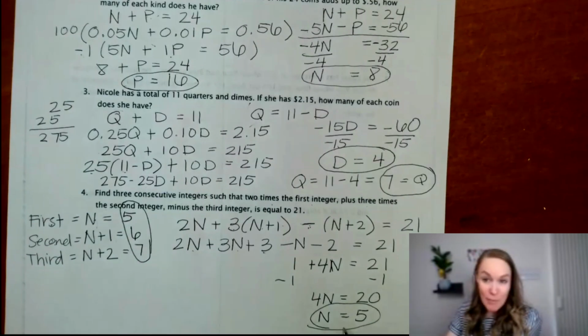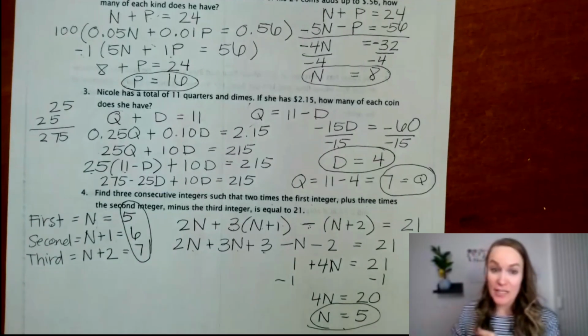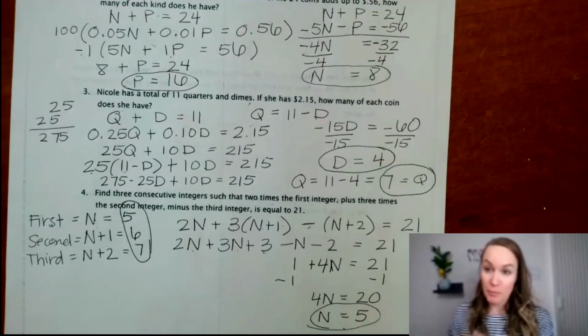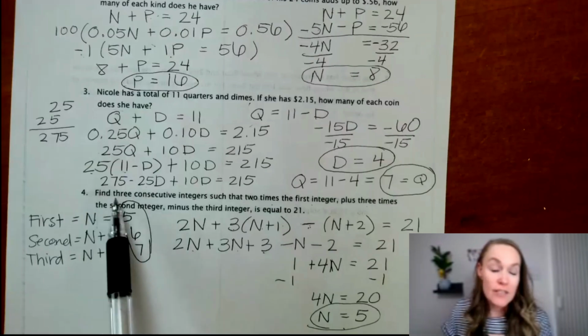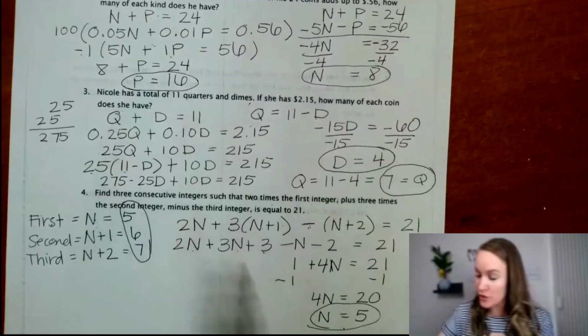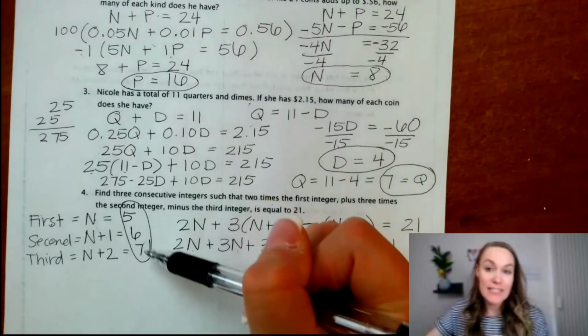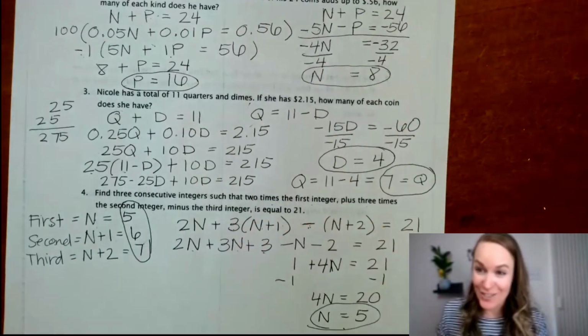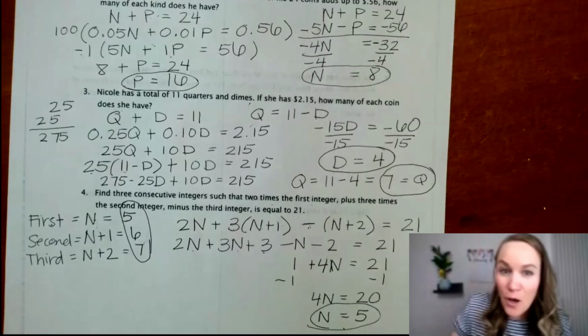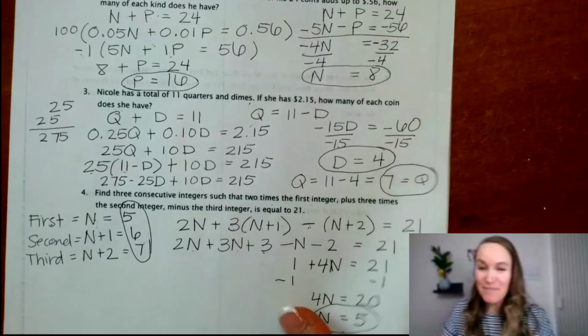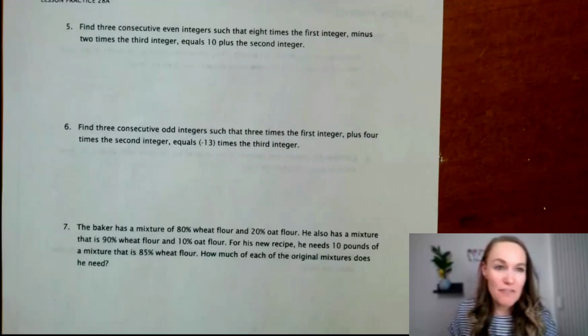Actually, n equals 5 is not my answer. If I were the homeschool parent and my child had just circled n equals 5, this question would be marked wrong because they actually didn't answer the question. Find 3 consecutive integers. So this right here, 5, 6, 7, is the correct answer. Okay, let's go to the next page. I like these. These are really fun.